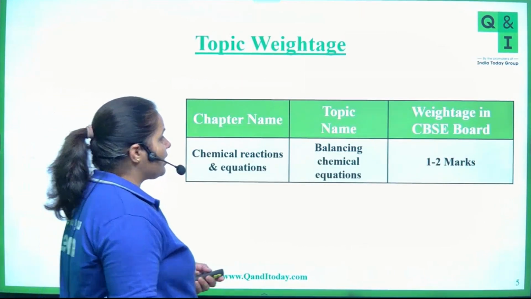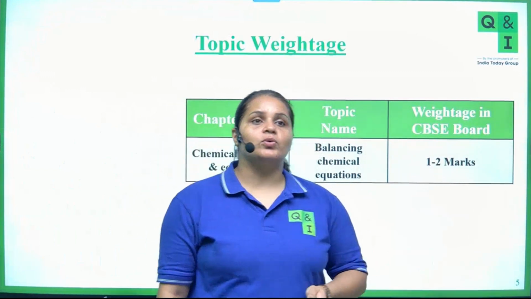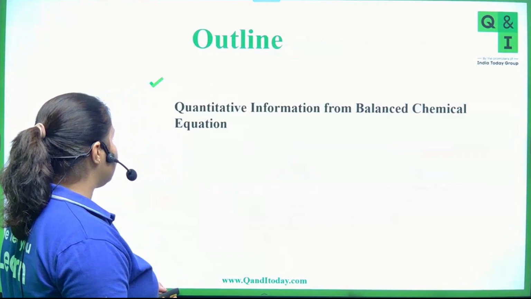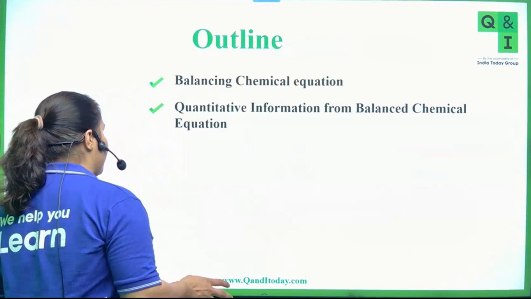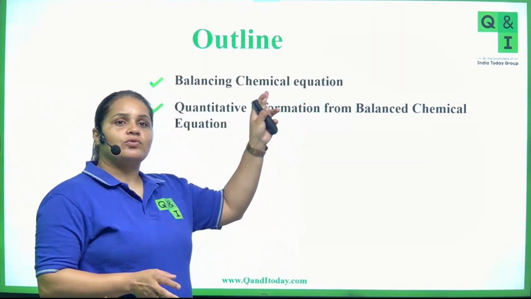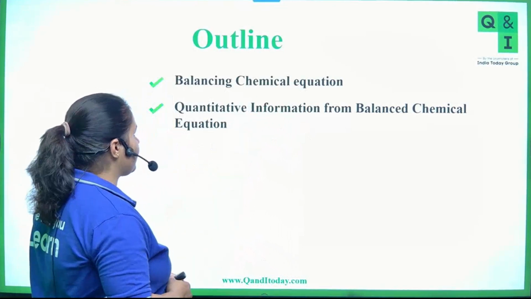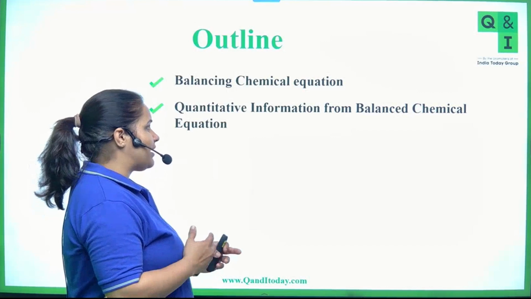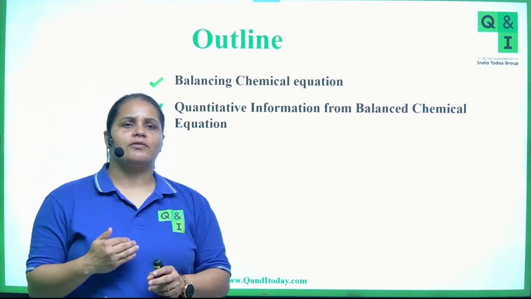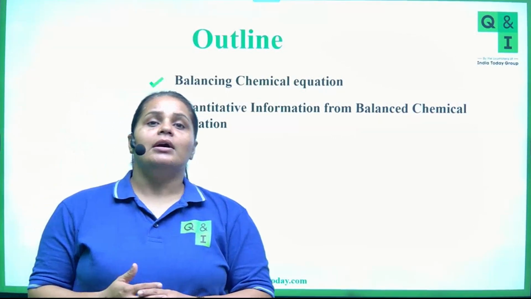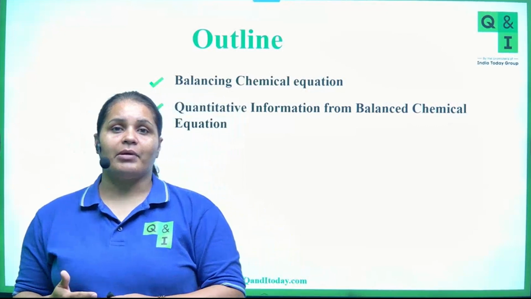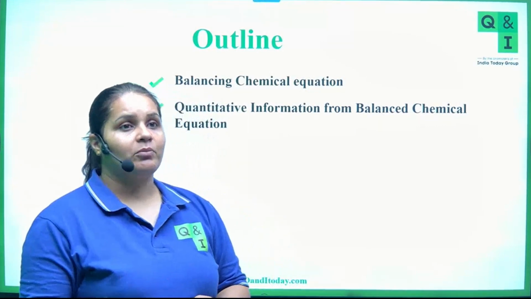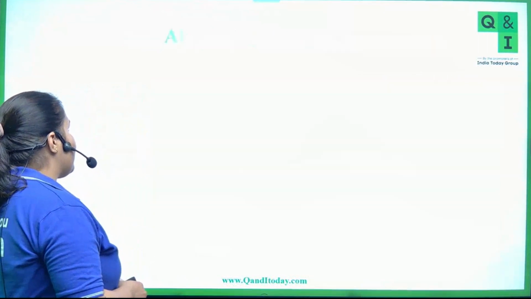Balancing has a weightage of 1 to 2 marks. We also discussed the other method, the algebraic method. In this session, we will do a few examples of balancing chemical equations, and we will also talk about the quantitative information we get from a balanced chemical equation. If time allows, we will move on to the different types of chemical reactions. Very important. So let's start balancing.